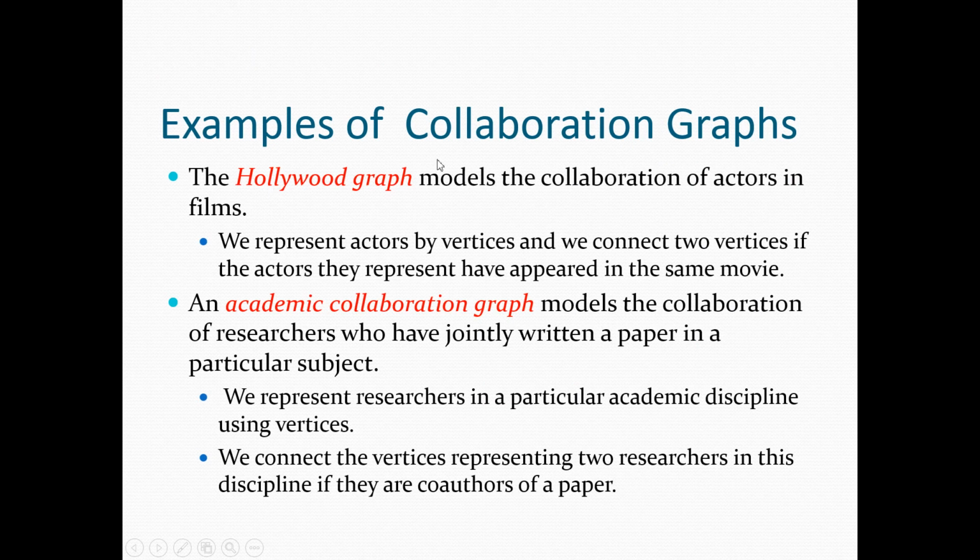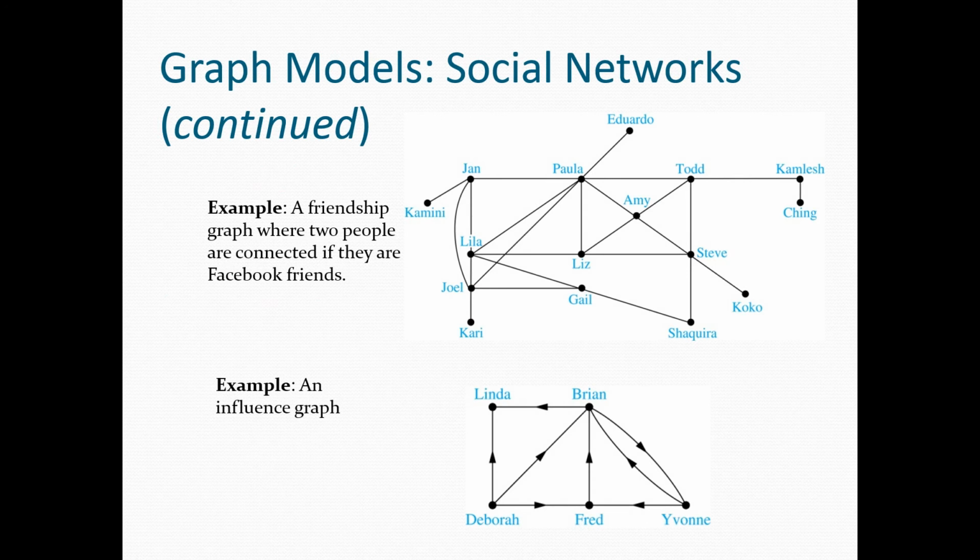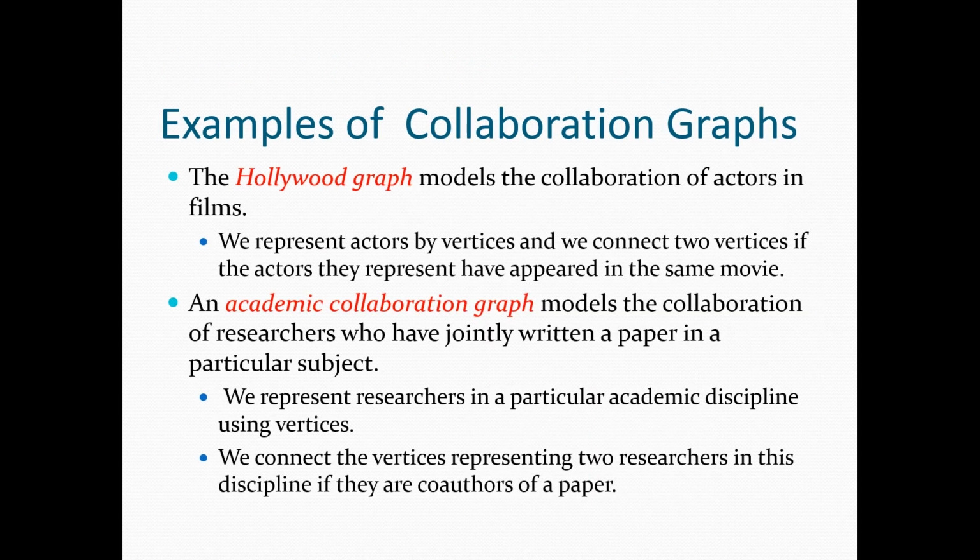Hollywood models, example of collaboration graphs. So previously we studied examples of social networks, now more examples on collaboration graphs. The Hollywood graph models the collaboration of actors in films. We represent actors by vertices, and we connect two vertices if the actors they represent have appeared in the same movie.